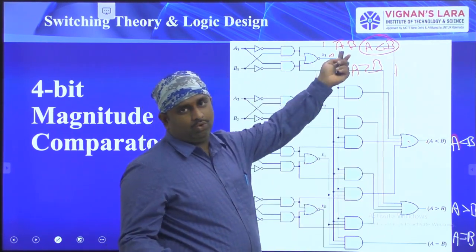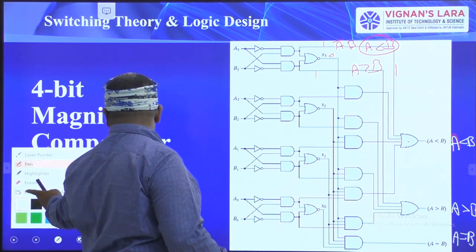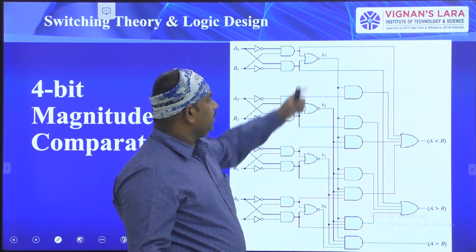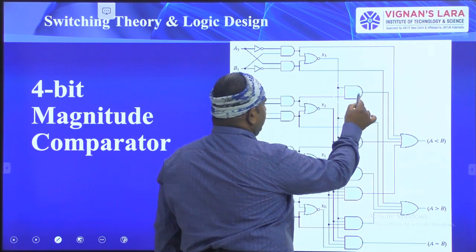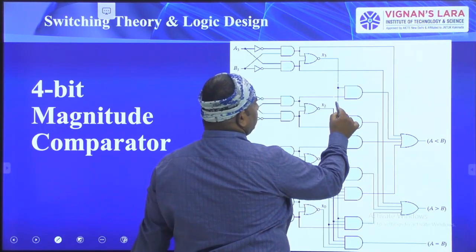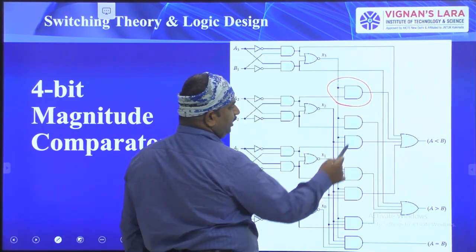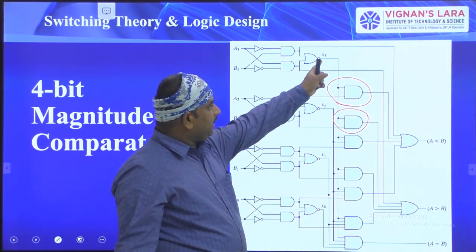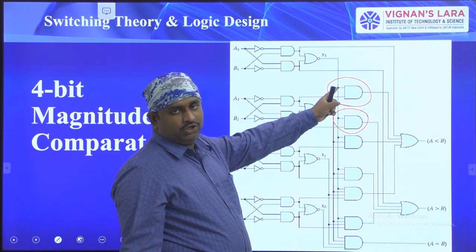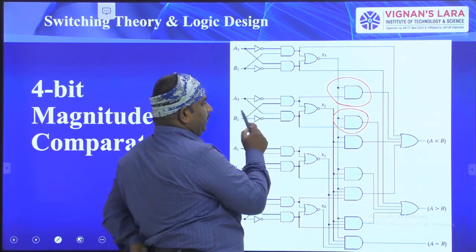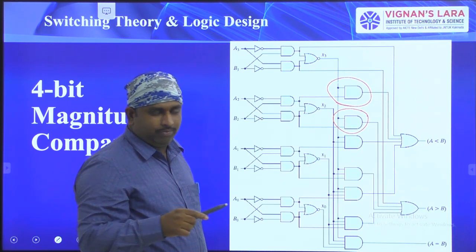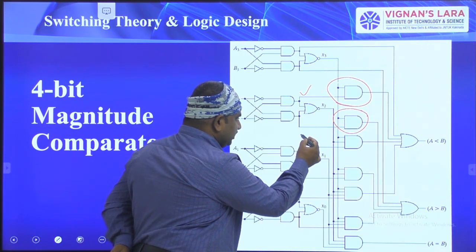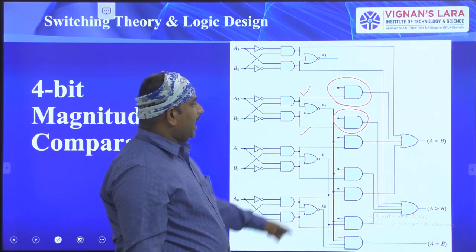When you get X3 equal to 1, then see here, the deciding parameter is from this AND gate, otherwise this AND gate. These two AND gates will decide the answer. So here X3, A3 is equal to B3 is equal to 1, 1. So when you are comparing A2 and B2, if A2 is less than B2, this line will activate. If A2 is greater than B2, this line will activate.